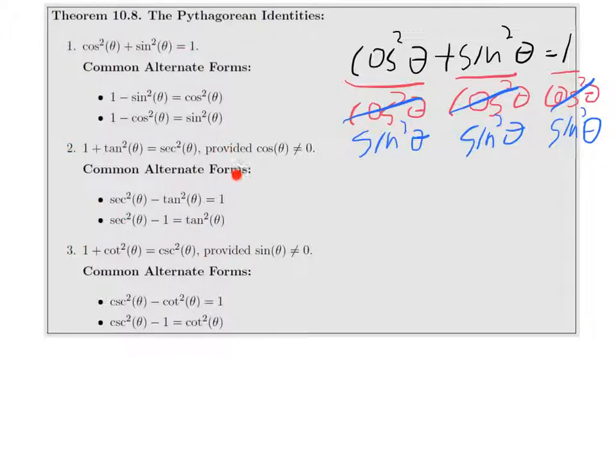And then the common alternate forms, take this one and solve for 1. Subtract the tangent squared, you got that one. Or solve for tangent squared and subtract the 1 and you have this one, etc. The common alternate forms are just moving terms around. So there's really only one to memorize in this section. I highly recommend you memorize that one and learn how to get the other ones very quickly so you don't have to over-memorize.